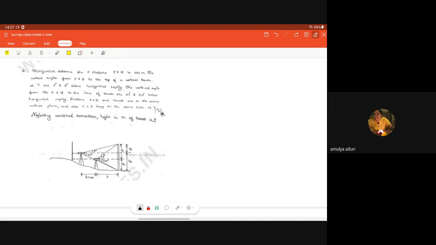Okay, so what do we need to calculate H? From this diagram you can see H is V1 plus V2, or V3 plus V4, right? You can see it here.